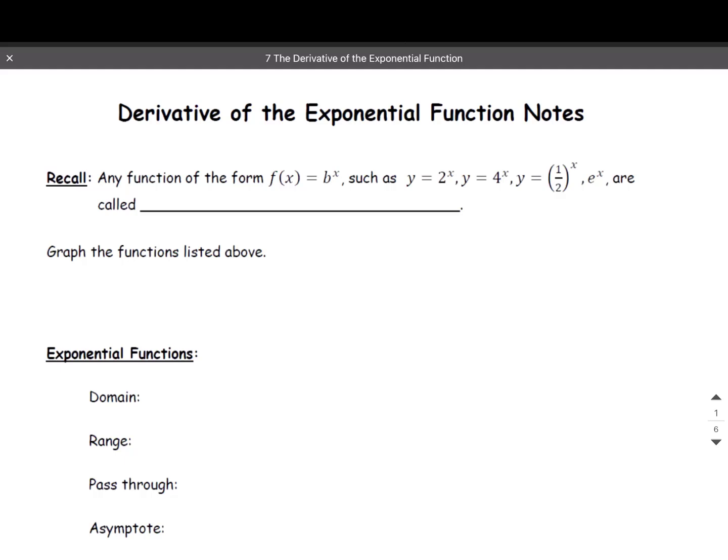Hi guys. Okay, so we're going to talk about exponential functions today. So remember, any function of the form f of x equals a number raised to the x, like y equals 2 to the x, y equals 4 to the x, y equals 1/2 to the x, y equals e to the x, are called exponential functions. Now, we're going to go to our calculator and we're going to graph them.